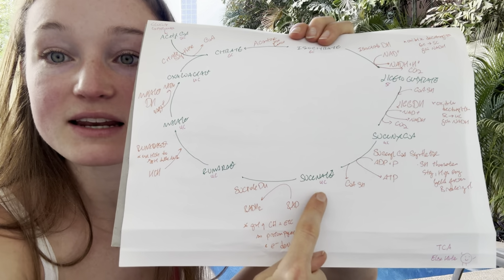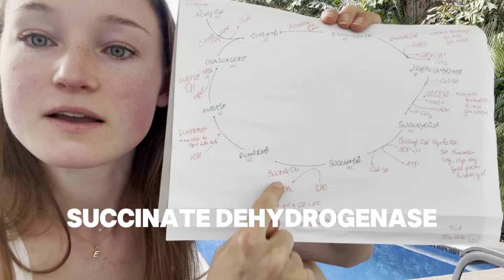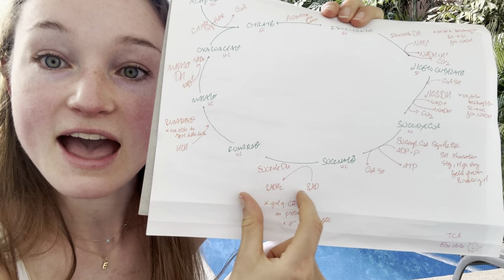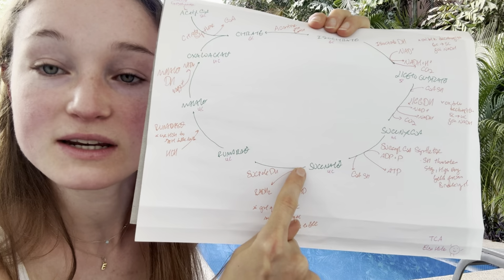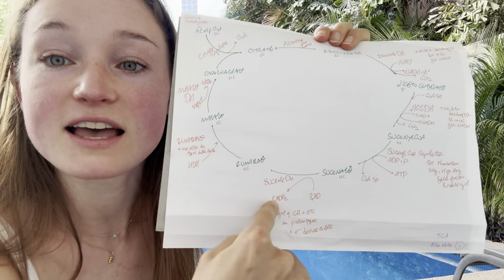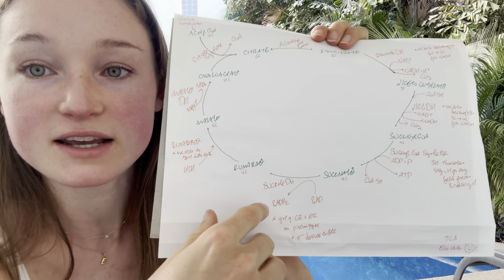Now we have succinate, and we use the enzyme Succinate Dehydrogenase to make FADH2. FAD shows up right next to succinate. The enzyme Succinate Dehydrogenase processes succinate, spits out FADH2. This FADH2 is going to go to the electron transport chain and dump its electrons there.